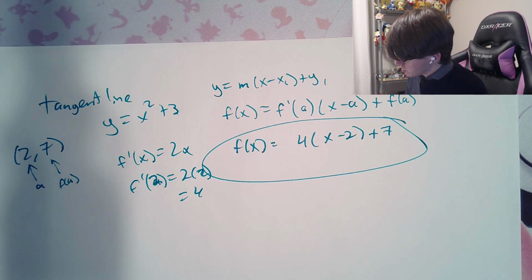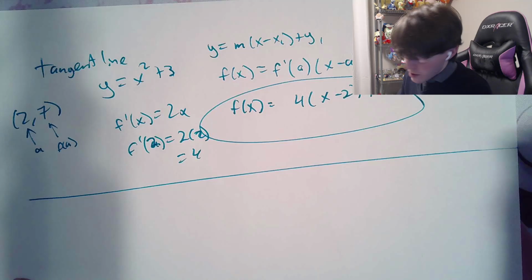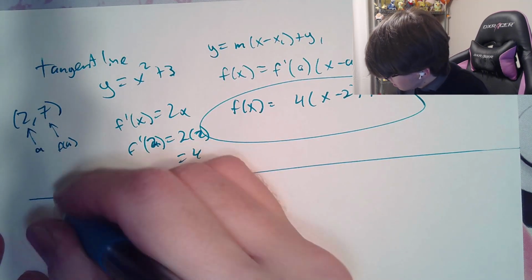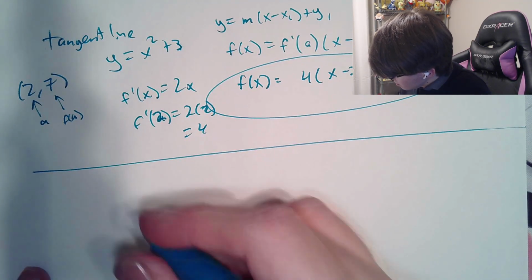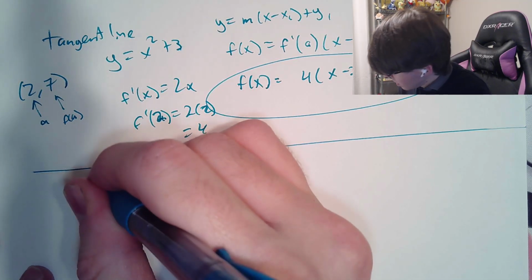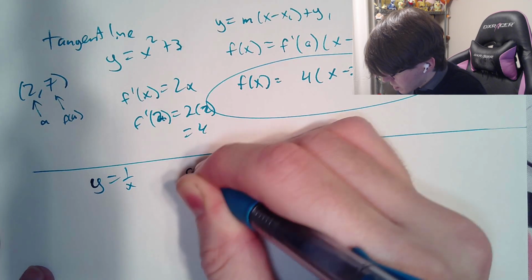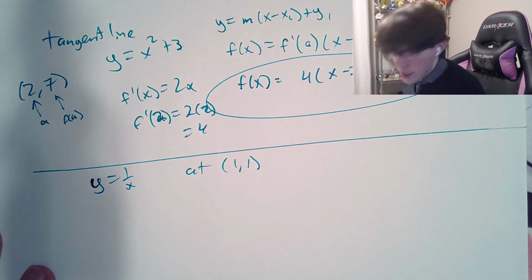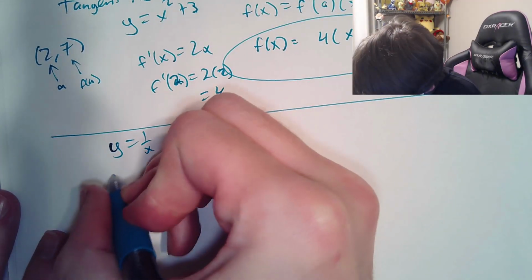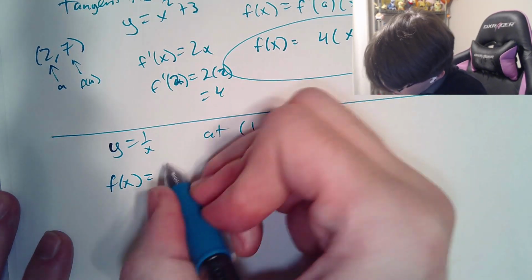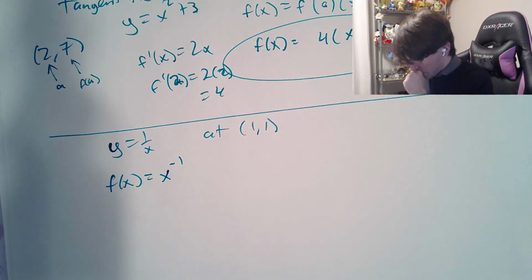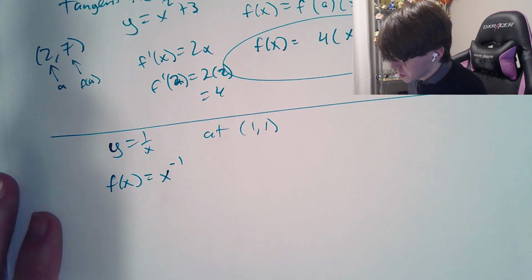Moving on to the next question, number 11. So 11 is the same exact thing, equation of the line tangent for y equals 1 over x at 1 comma 1. So first of all, when you're rewriting this one, our original function here is going to be x to the negative 1. That's a much easier way to write this particular problem.